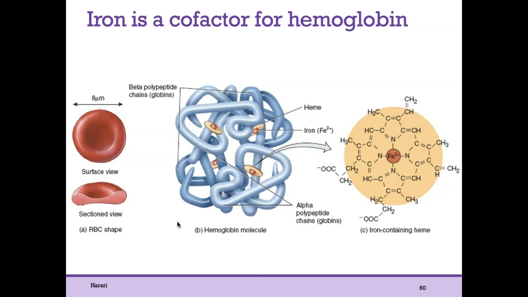Iron is a cofactor for hemoglobin. Hemoglobin is a protein that can carry oxygen. And in order for oxygen to stick to hemoglobin, we need this iron. Specifically, every hemoglobin has 4 iron ions in a heme group. And again, these ions are required for oxygen to stick.